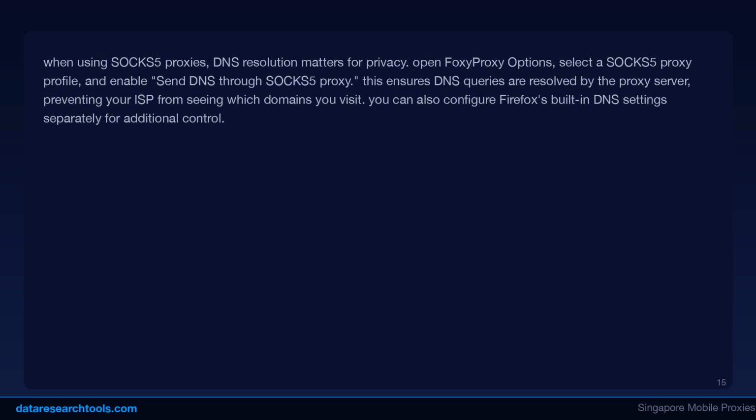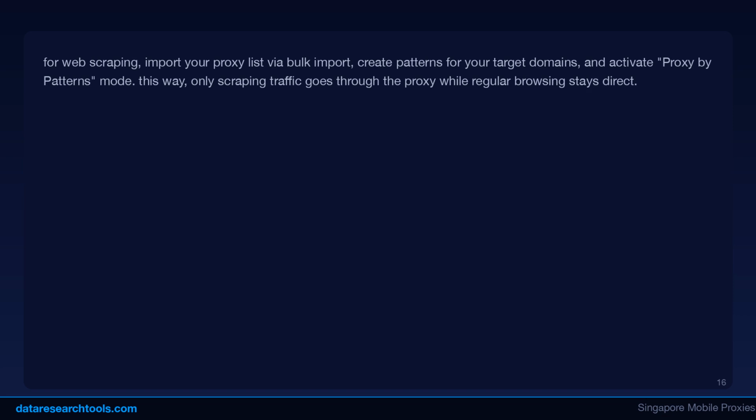When using SOCKS5 proxies, DNS resolution matters for privacy. Open FoxyProxy Options, select the SOCKS5 proxy profile, and enable Send DNS through SOCKS5 proxy. This ensures DNS queries are resolved by the proxy server, preventing your ISP from seeing which domains you visit. You can also configure Firefox's built-in DNS settings separately for additional control.